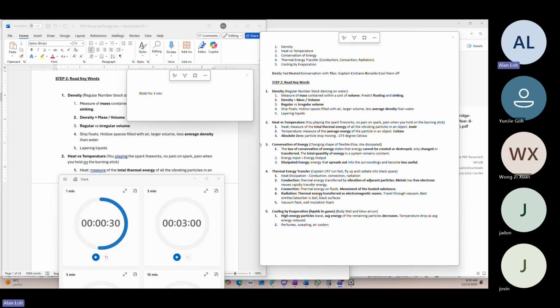Okay, Yunjie, what is drawer number 4? Thermal energy transfer. All right, drawer number 5 is evaporations, okay?